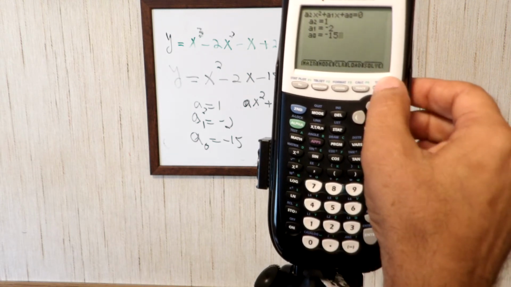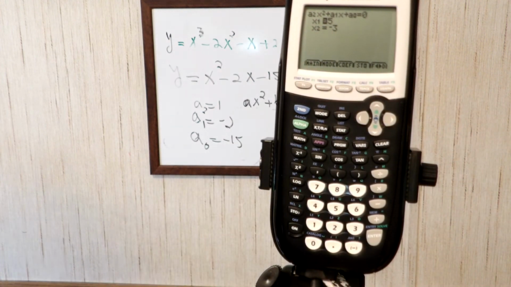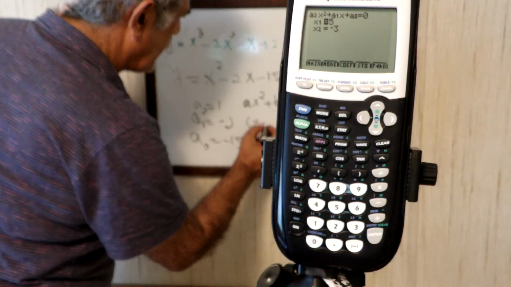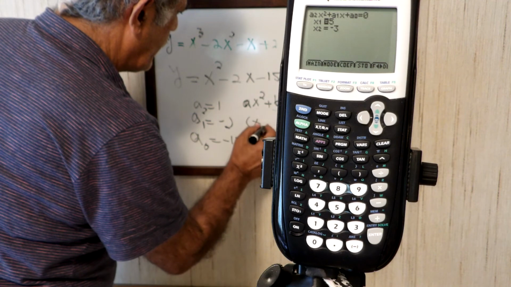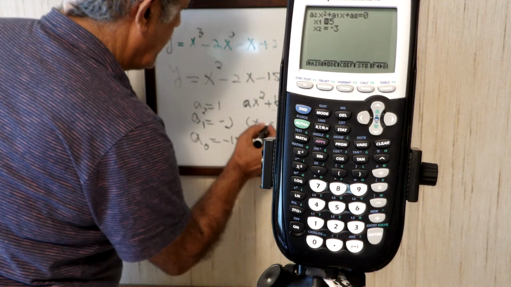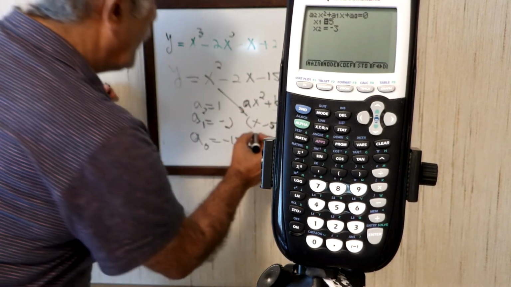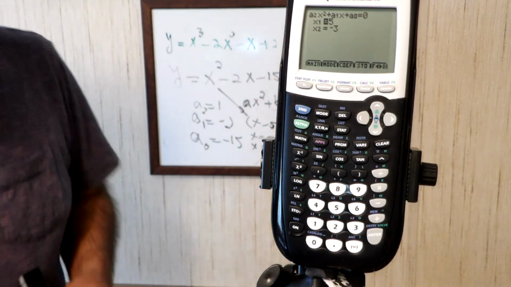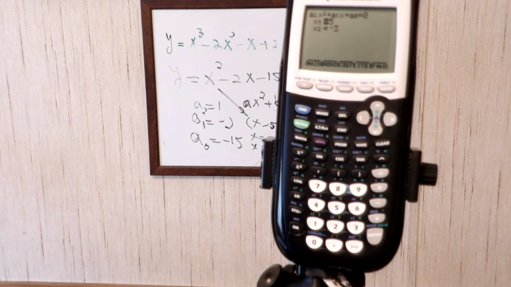And then you solve. It's going to be 5 and minus 3. It gives you, they say that this is x minus 5, x plus 3. That's why we got this. So x is equal to 5, x is equal to minus 3. It actually gave us those zeros.